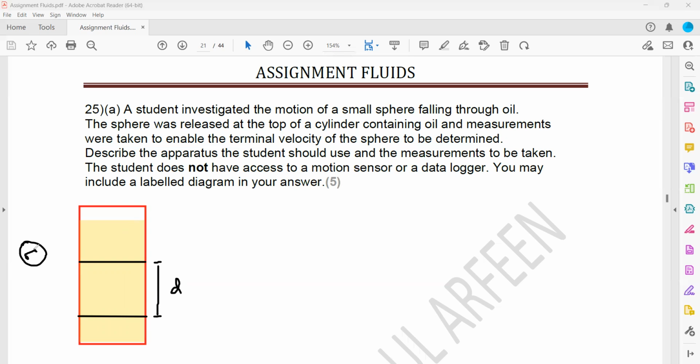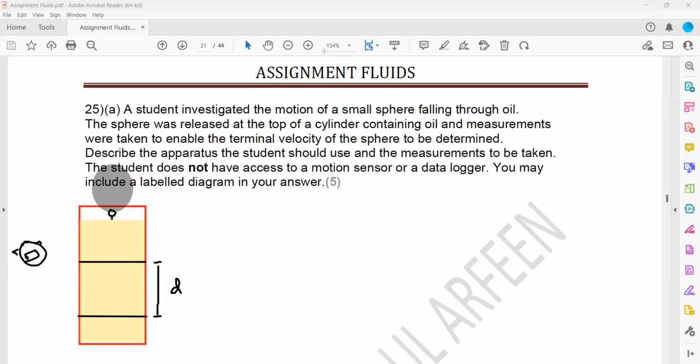And using a stopwatch will determine the time. Like we drop the sphere, and remember one thing, because we have to apply the Stokes law here. So the size of the sphere should be small as compared to the size of the container. So it should appear as a small object. If you draw an object in this manner, then it means it is wrong. You cannot apply the Stokes law.